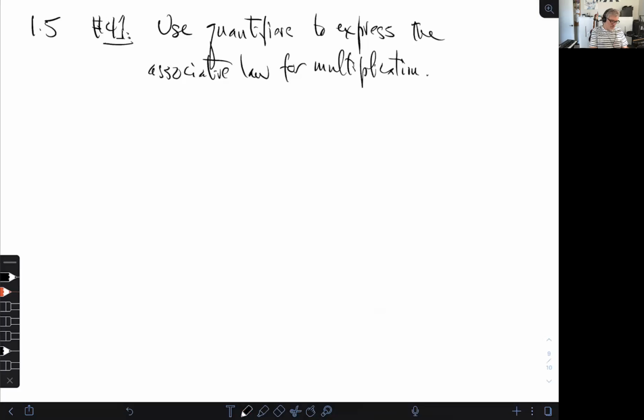So here's the question. I want to use quantifiers to express the associative law for multiplication. What is the associative law for multiplication? It says that if you take any three real numbers, you can multiply them with any bracketing you want, and you're going to get the same answer. That's the associative law. We usually write this as x times yz equals xy times z. This is something we tend to forget about because it's so basic.